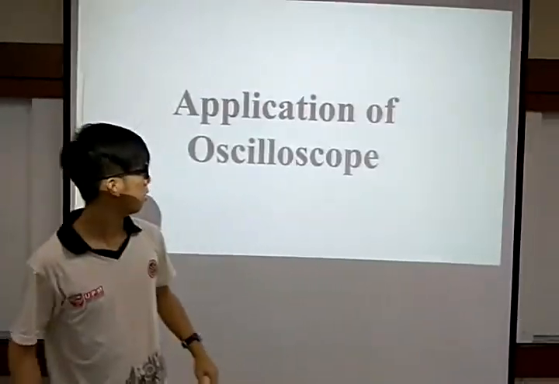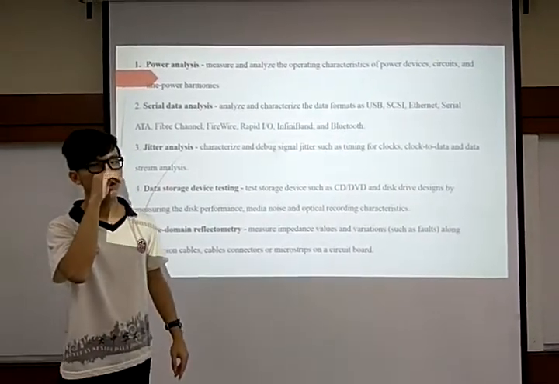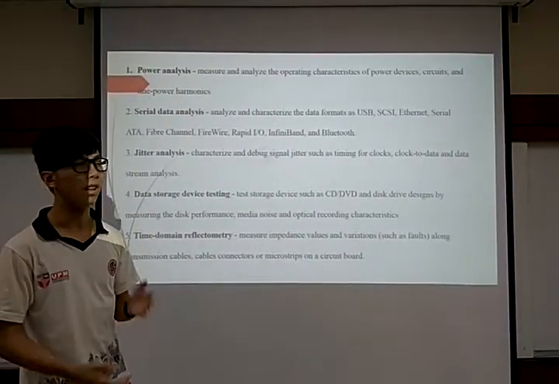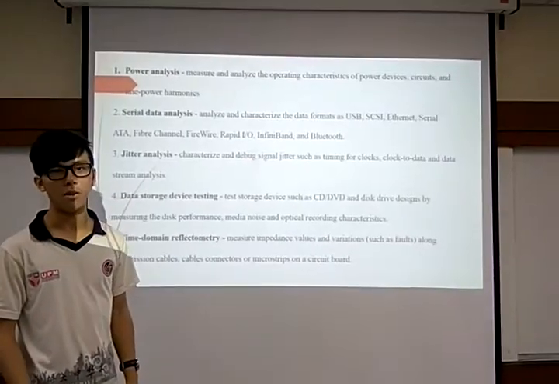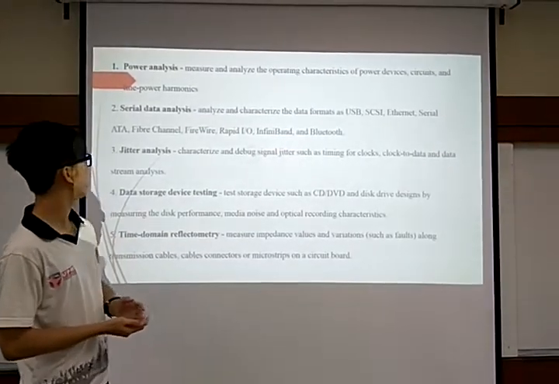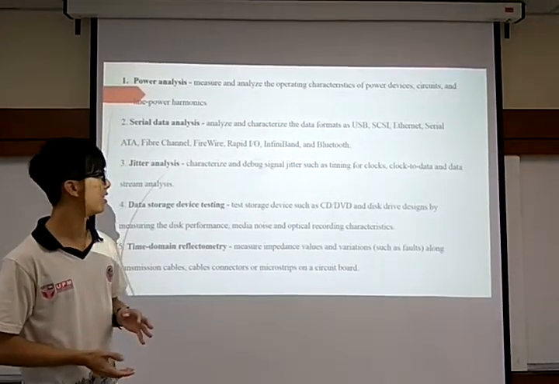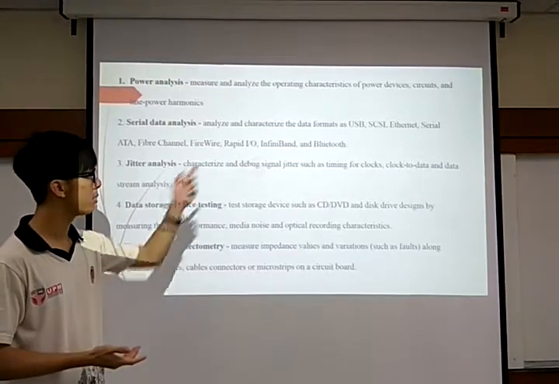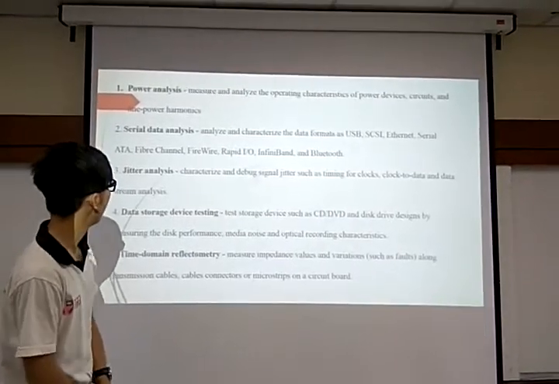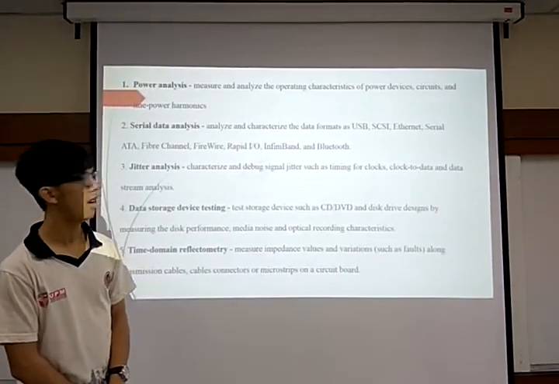Okay, next, I would like to explain the applications of the oscilloscope. The oscilloscope has five main functions. The first is power analysis, which measures and analyzes the operating characteristics of power devices, circuits, and line power harmonics. The second main function is serial data analysis, which analyzes and categorizes data formats such as USB, SCSI, Ethernet, serial ATA, fiber channel, RapidIO, InfiniBand, and Bluetooth.